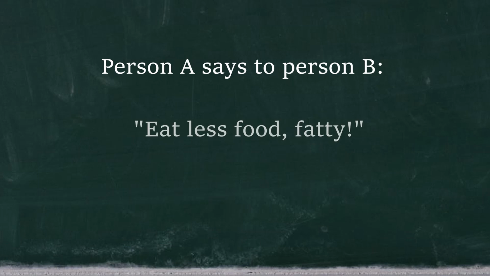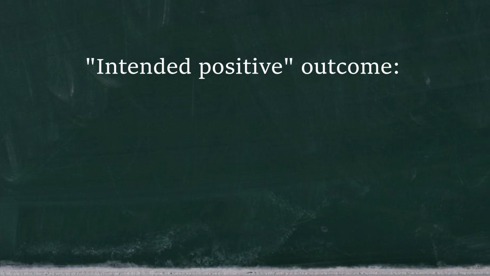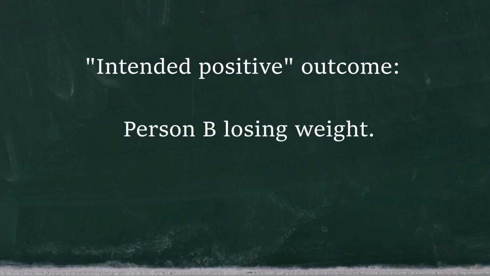We're going to analyze the outcomes of the example to get a better feel for the problem. Person A says to person B, "Eat less food, fatty." The plausible intention, often a justification or learned behavior, is to get the positive outcome, person B losing weight. I bring up intention here because it is important.